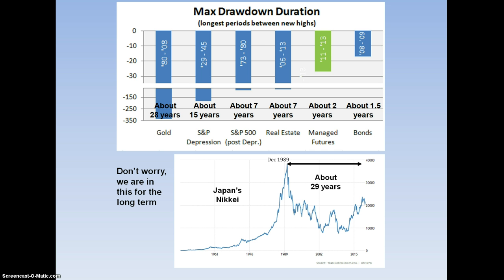I guess the poster child of drawdown is Japan's Nikkei stock average, which is still only worth about half of what it was in December of 1989, 29 years later. You may want to think about that the next time your advisor says to you, "Don't worry, we're in this for the long term."